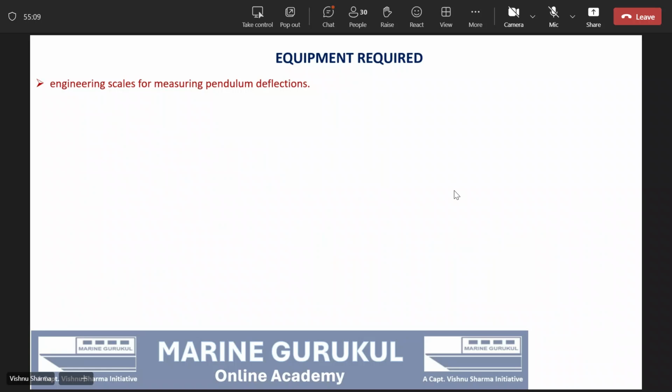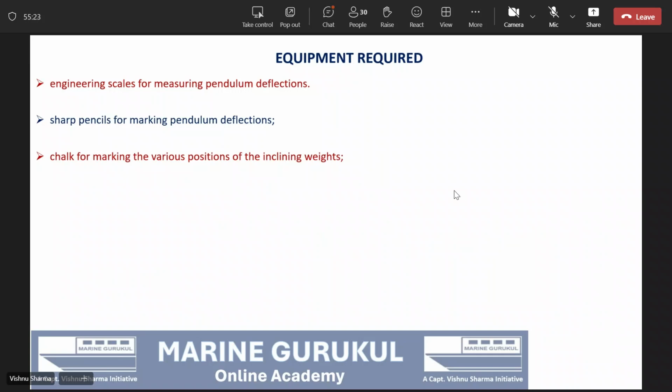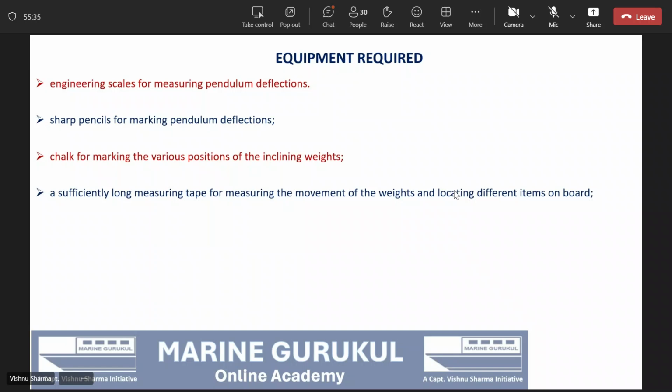Scales for measuring pendulum deflection, which are already put on the bulkhead, the graduated scales. Sharp pencils for marking pendulum deflections, chalk for marking various positions of the inclining weights. We'll put the inclining weights on deck before shifting and after shifting so that positions will be marked. A sufficiently long measuring tape for measuring the movement of the weights and locating different items on board. A sufficiently long sounding tape for sounding tanks and freeboard, taking freeboard readings.